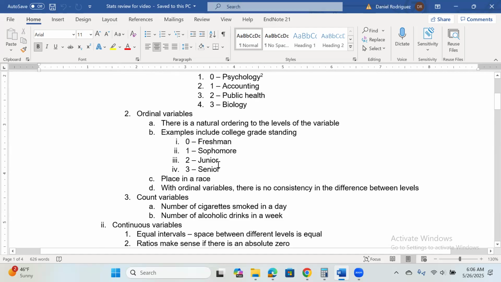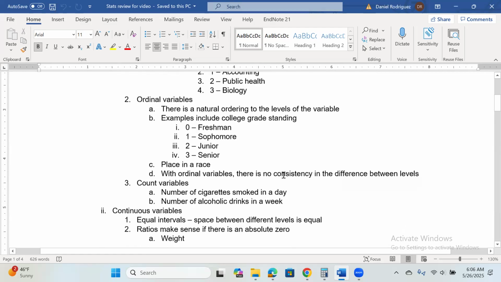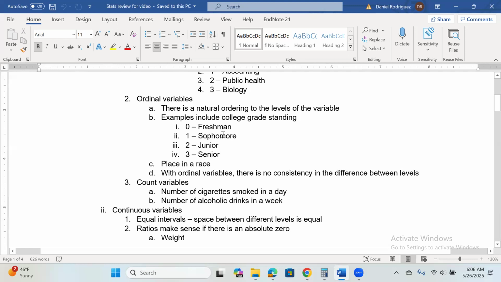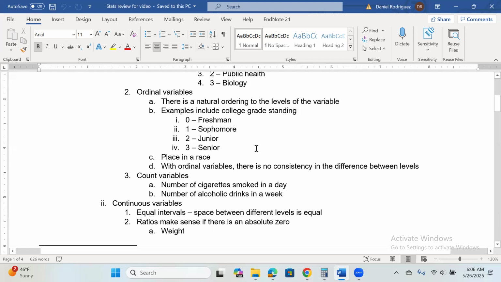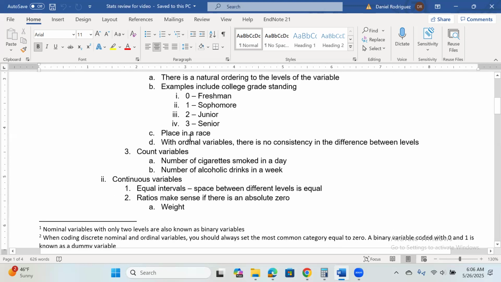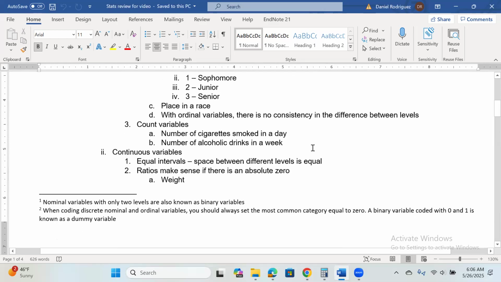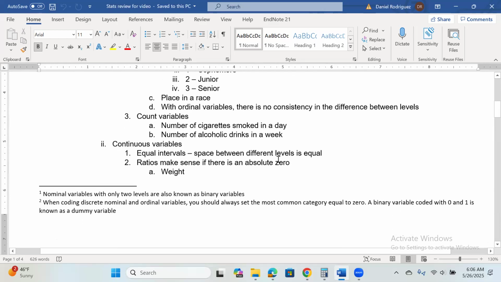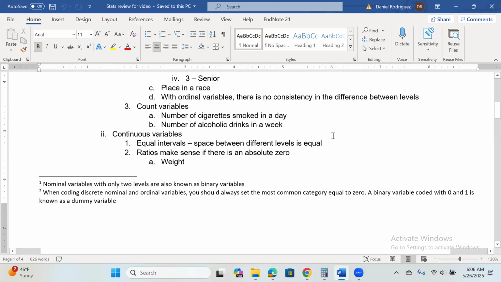And with ordinal variables, you have a natural ordering, but there's no consistency in the distance between any two consecutive categories. Other examples, well, here's like freshman, sophomore, junior, senior. There's natural ordering here. A place in a race would be good. Count variables could be anything, and we use these a lot, especially in research related to substance use, like the number of cigarettes smoked a day, the number of alcoholic beverages one drinks in a week. Those are all things that you count, and those follow a specific type of distribution.